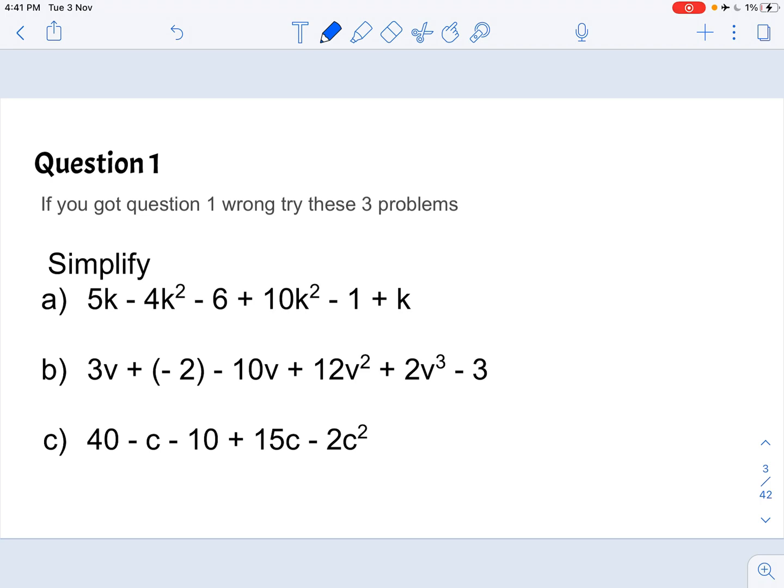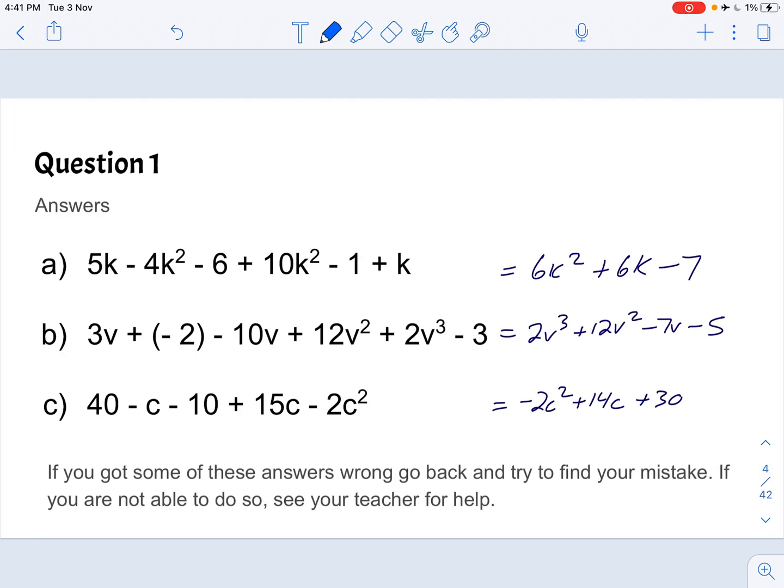All right, and the answers to those 3 are there. You can go ahead and check your work versus those. Remember, the order doesn't have to be exactly the same. So for example, on this first one, if you had written 6k minus 7 plus 6k squared, that's okay if you shift the order around, but you do need to make sure that the minus sign is with the 7.